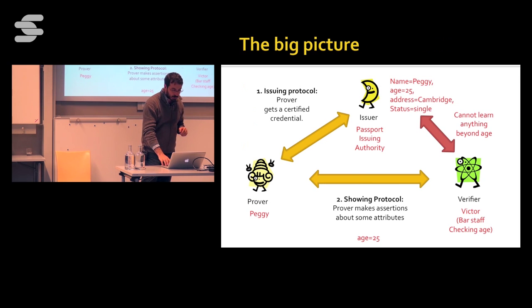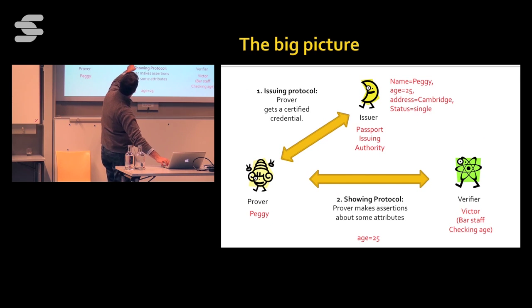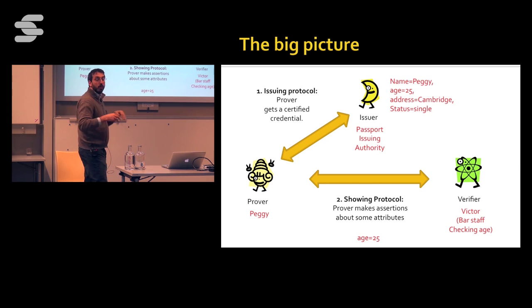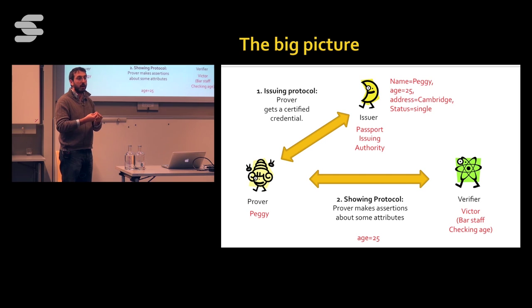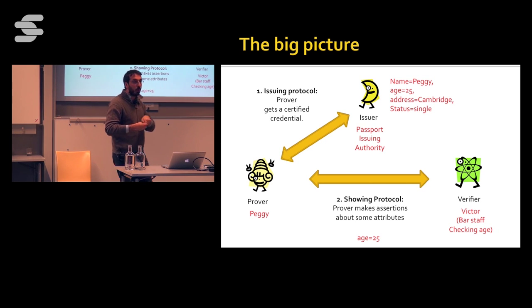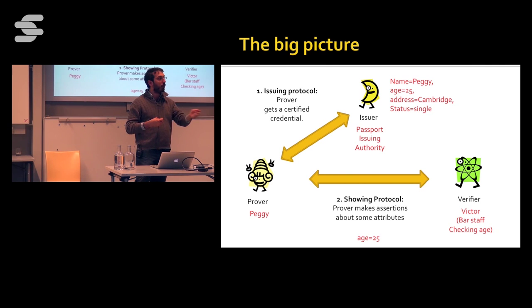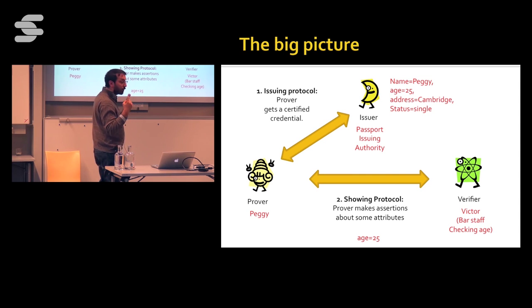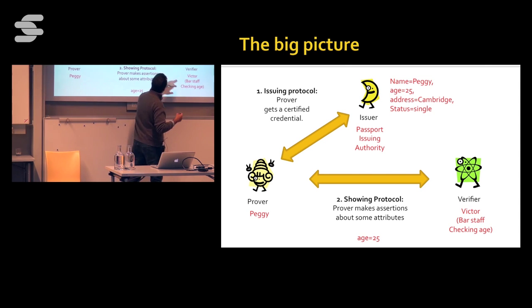What happens in anonymous cash is that we have an issuer, which is a bank. We have a prover, which is basically one of you that holds a coin that has been certified by a bank as being a coin. And we have a verifier, which is basically someone you're giving the coin to. You're proving that you have a coin and you're giving it to them.